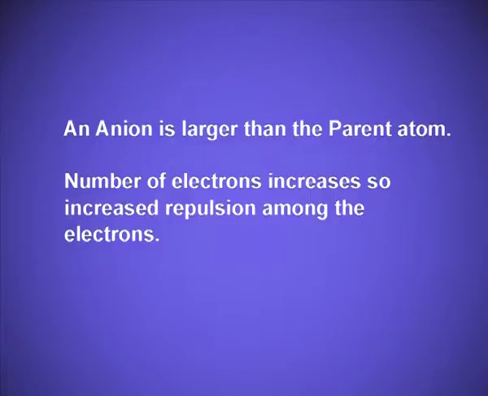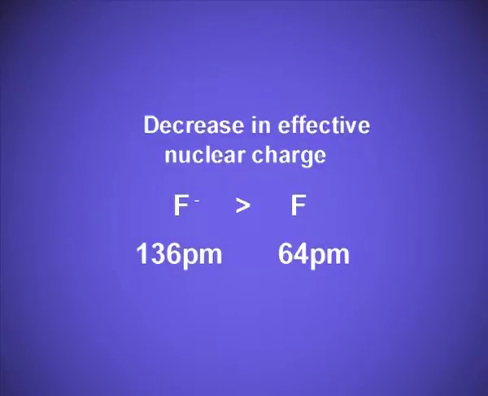It is due to the fact that the number of electrons increases, so the increased repulsion among the electrons. Decrease in the effective nuclear charge is the second reason. Fluoride ion, its ionic radius is 136 picometers, whereas fluorine atomic radii is 64 picometers. Just now we have studied about atomic radii and ionic radii. All those measurements which we have are through X-ray or spectroscopic methods. These are just estimates and not precise atomic or ionic radii.